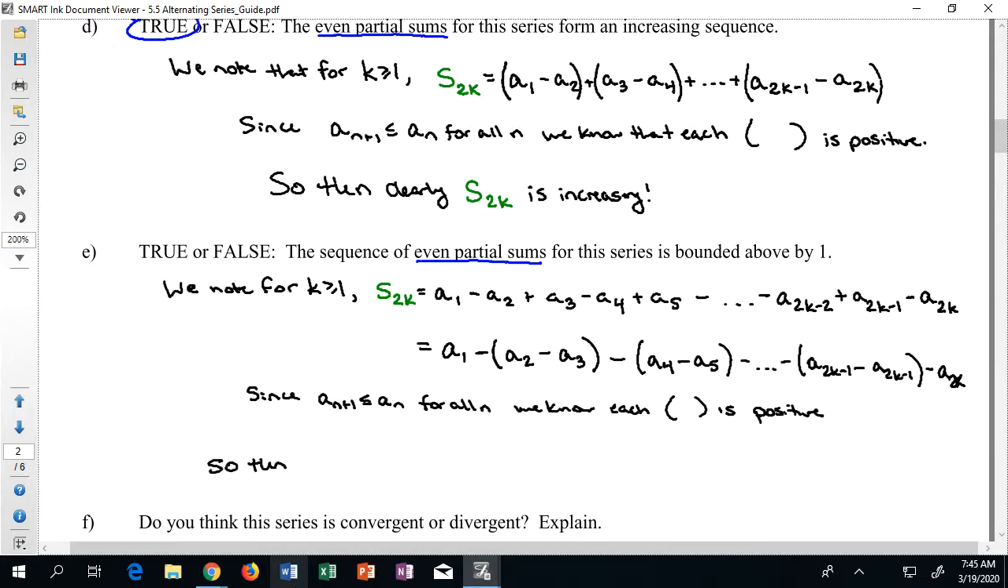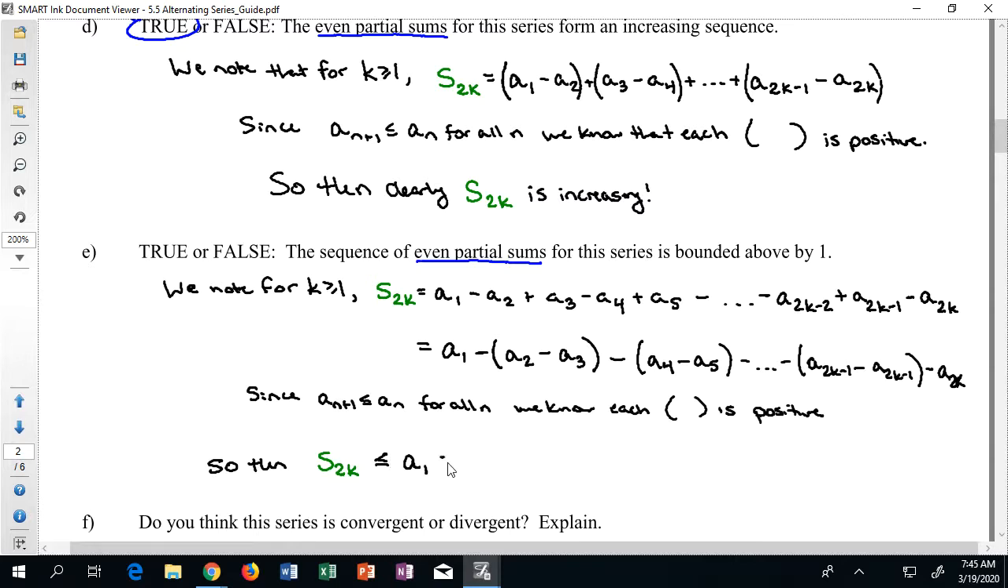So then I could definitely argue here that s sub 2k, which is equal to everything that we had up above, is definitely going to be less than or the same as just whatever A1 is. Because if I have a bunch of things that are being subtracted, it would definitely be bigger if I didn't subtract. So here I just have A1 with no subtractions, whereas S sub 2k is A1 with a bunch of subtractions. So this is definitely true.